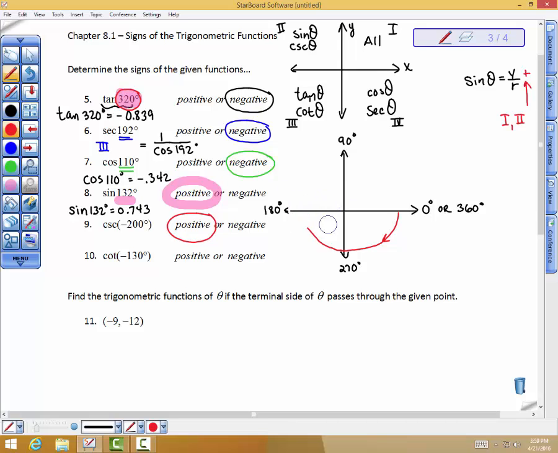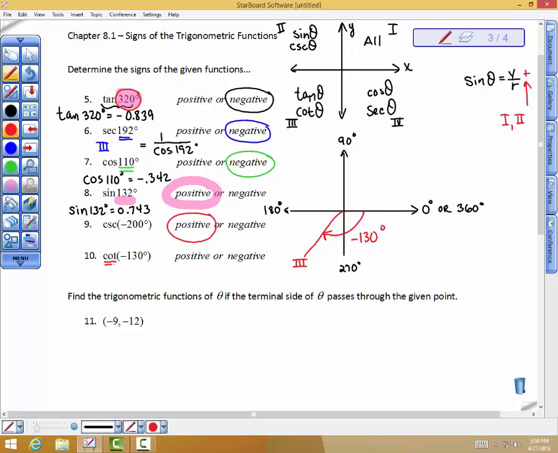Let's do another one. So let's go this negative 130 degrees. So I start at 0 clockwise to 90. I got to go another 40 degrees into this quadrant in order to have a negative 130 degree angle. I'm in the third quadrant, therefore.